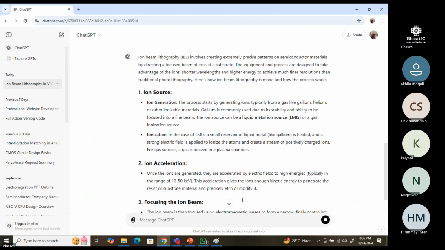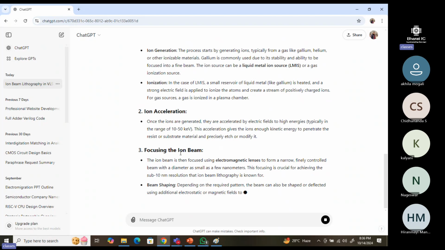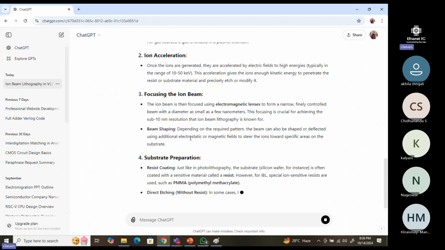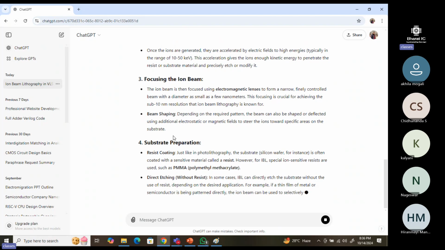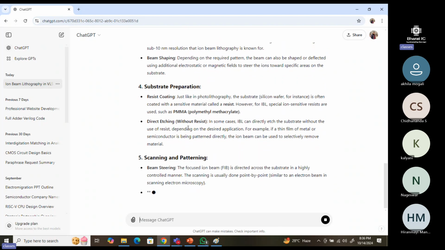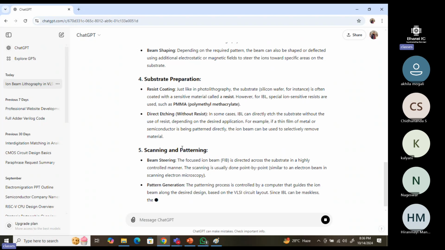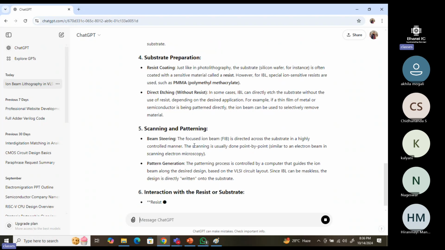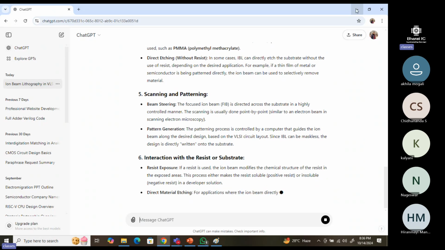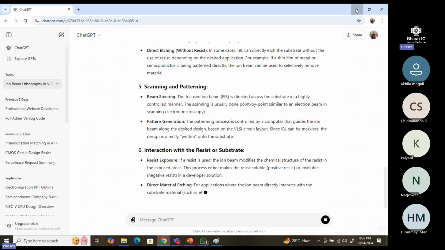So focused ion beam, which we read today, FIB. Okay. So then substrate preparation. See, these are the steps. It is PMMA, we discussed polymethyl methacrylate. Already we discussed it in the last classes. So these are the steps it is generating for you. You have to just read these steps. It is much more detailed compared to the PPT. In a PPT, everything is very difficult to put.